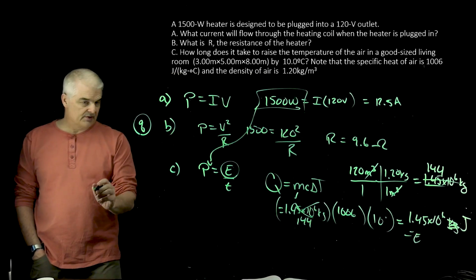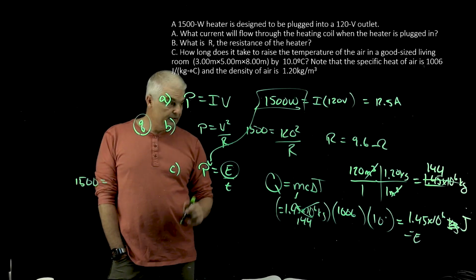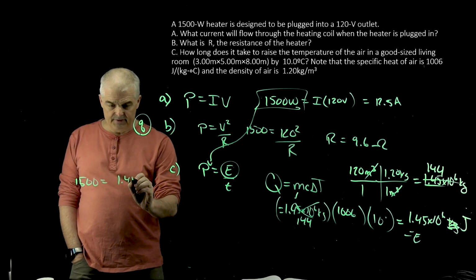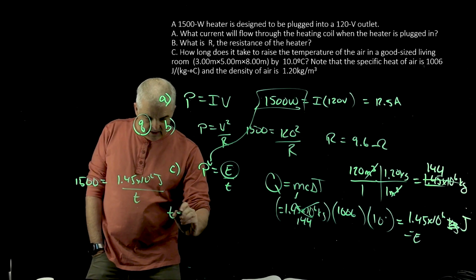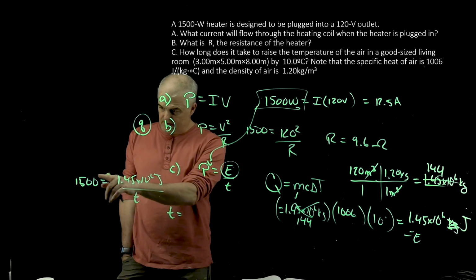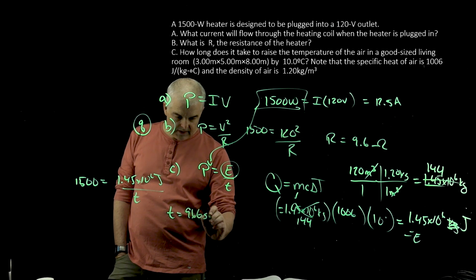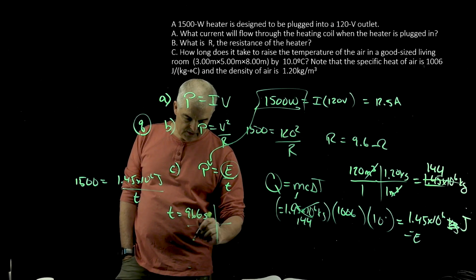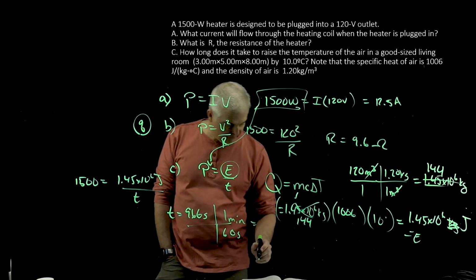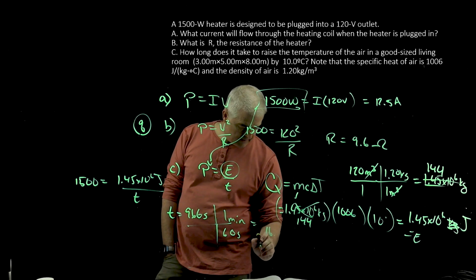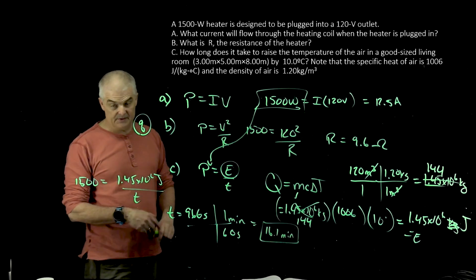So now what I'll do is I'll say on the P, my power was 1,500 is equal to 1.45 times 10 to the 6 joules divided by time. Algebraic manipulation, I get time. You'll divide this by 1,500, really, won't you? Yeah. I get 966 seconds. And that's not a very useful unit. When you have that many seconds, there's 60 seconds in 1 minute. I divide, and I get 16.1 minutes. So it takes 16 minutes to heat up that room 10 degrees Celsius.